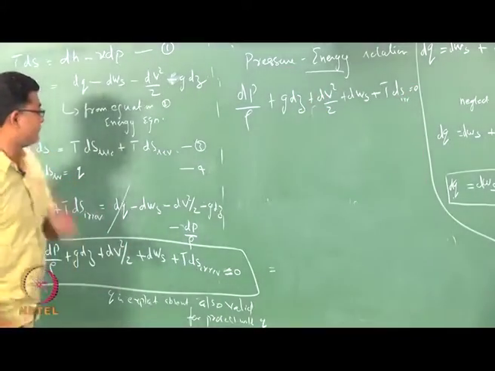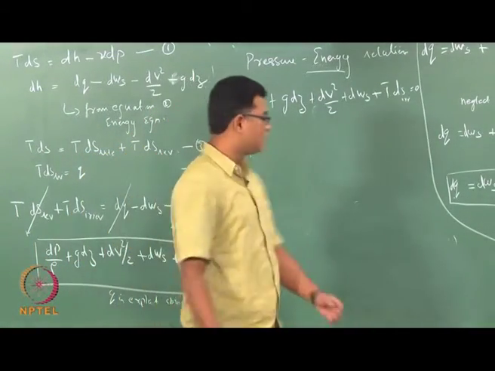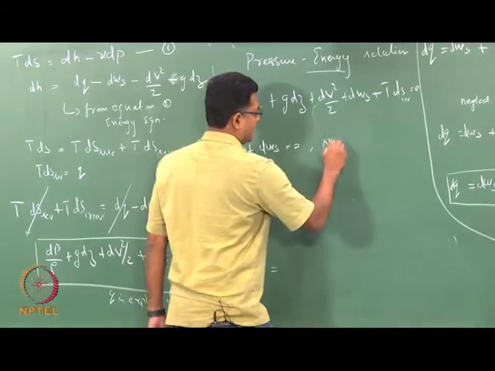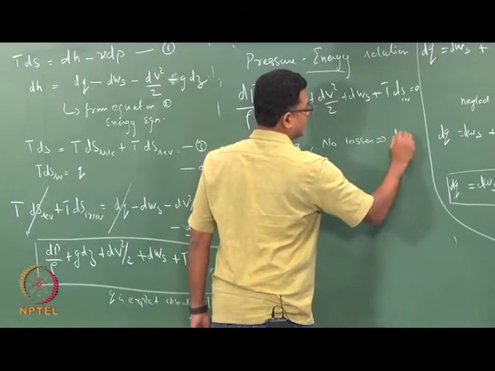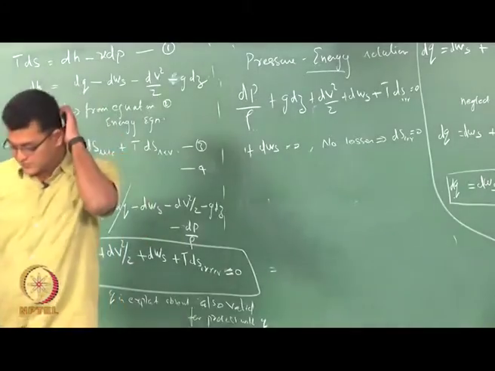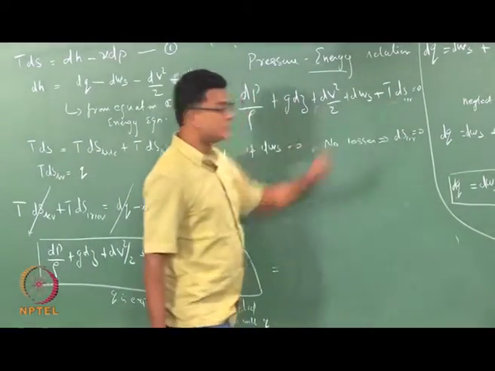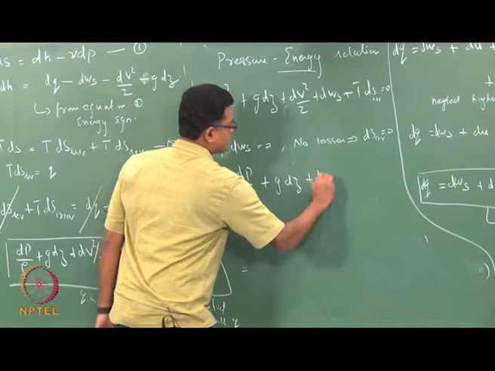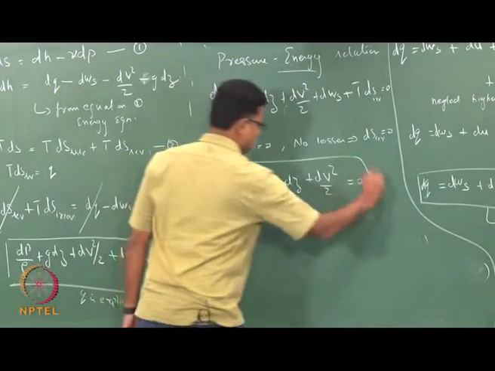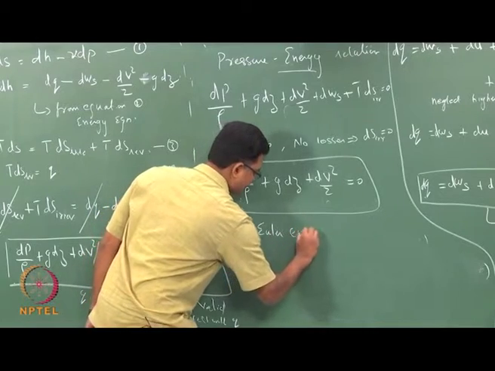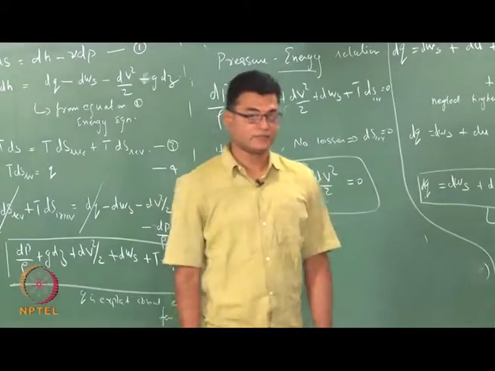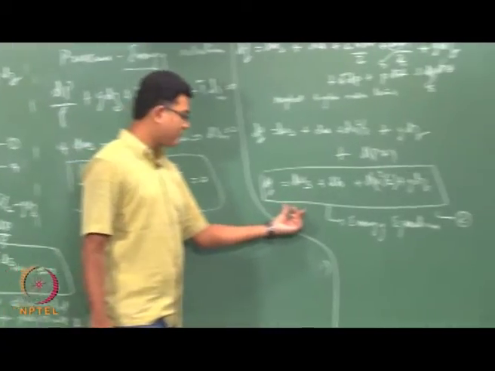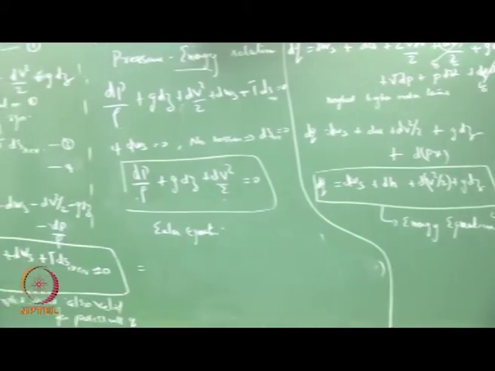So, if shaft work is 0, dWs is 0, and if no losses, implying dS irreversible is 0, so entropy change due to irreversible process is 0, I lose these two terms in the end. What is left is dP by rho plus g dz plus d(V square by 2) equals 0, which is your Euler equation. Okay, 1D Euler equation. So, from the differential form of energy equation you get these equations.